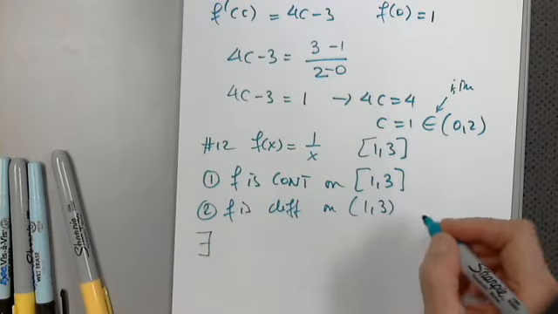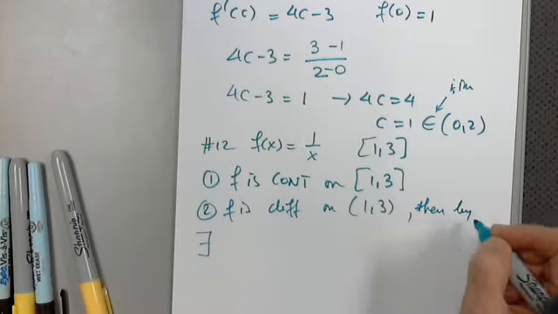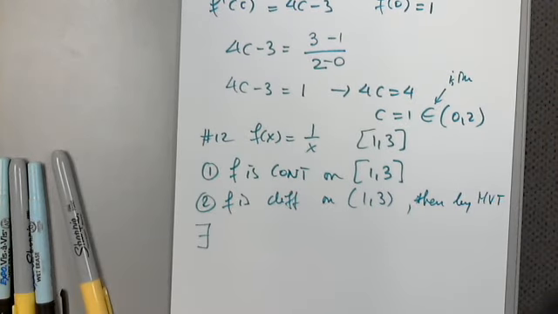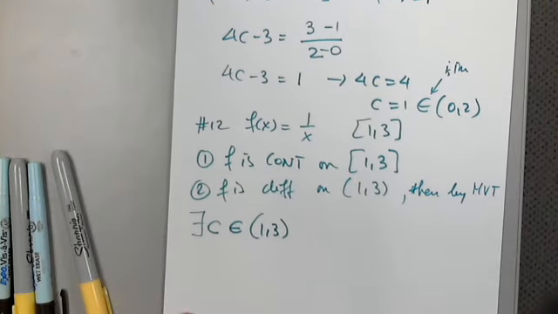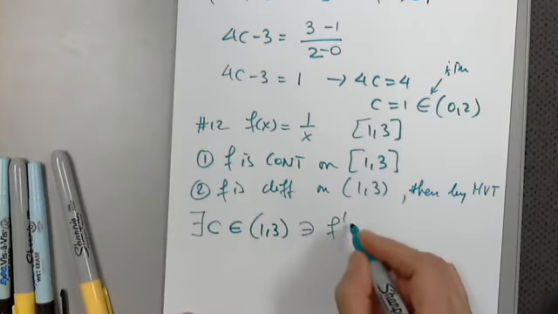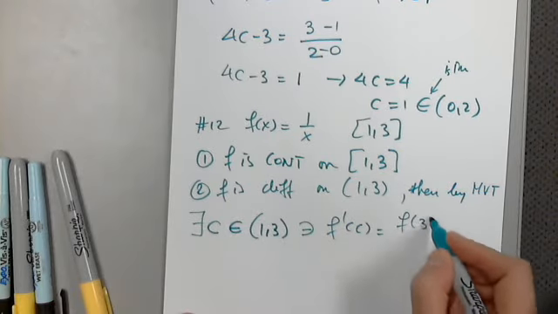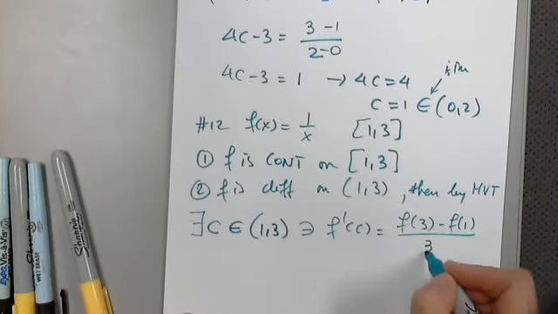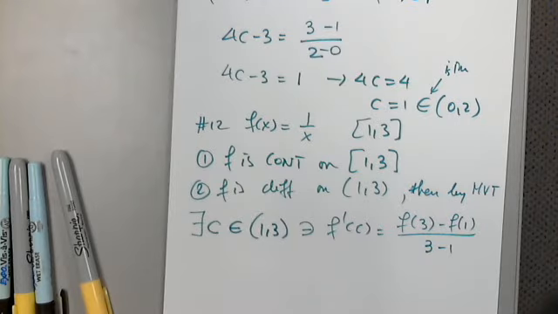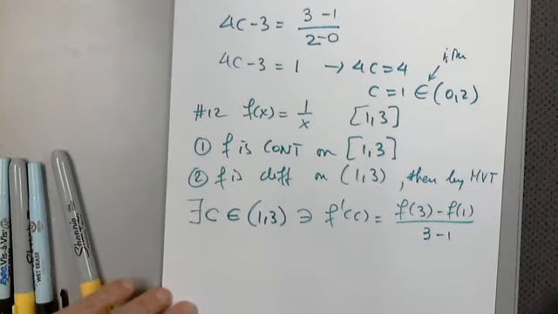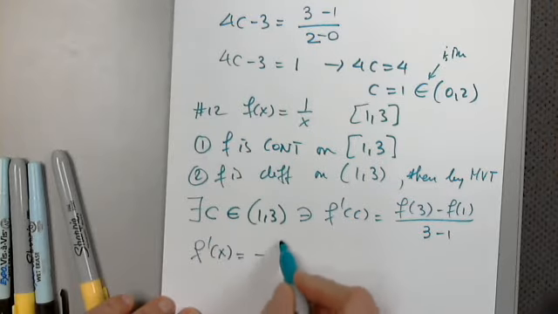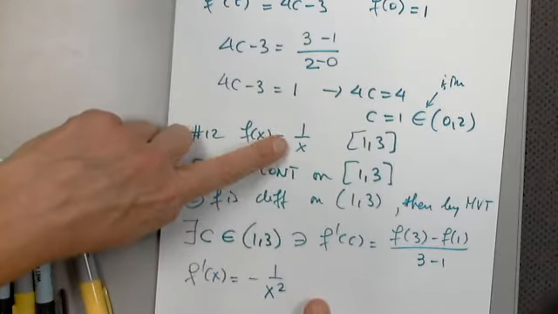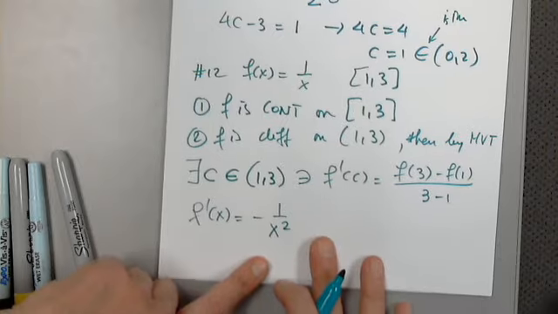F is differentiable on the open interval 1 comma 3. Then there exists, by MVT, a c in the open interval 1 comma 3 such that f prime of c equals f of 3 minus f of 1 over 3 minus 1. We find f prime of x, which is negative 1 over x squared. This is very handy to remember, right? The derivative of 1 over x is negative 1 over x squared.